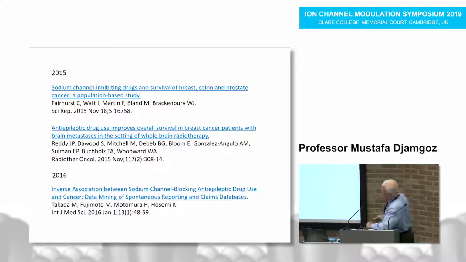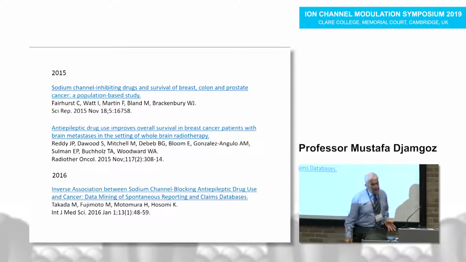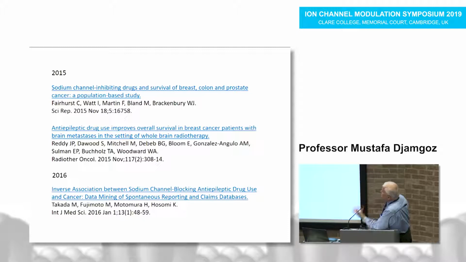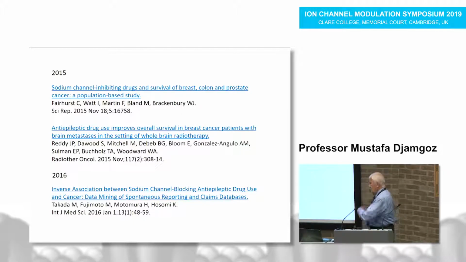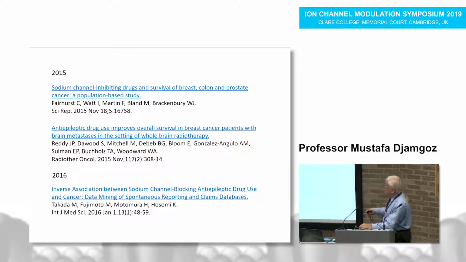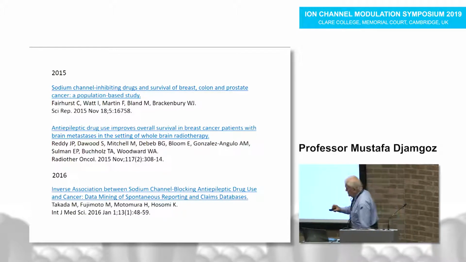Nevertheless, 3 papers, 3 so-called meta-analyses, one from the group of Brackenbury, who actually found an inverse correlation. The patients who were taking these drugs actually fared worse in their cancer. There was a lot of discussion about what was the cause of cancer, where they're dying from the cancer or where they're dying from the whatever disease the medication was used for. The other two studies came up positively and indeed showed an inverse association between use of sodium channel blocking drugs and cancer occurrence.